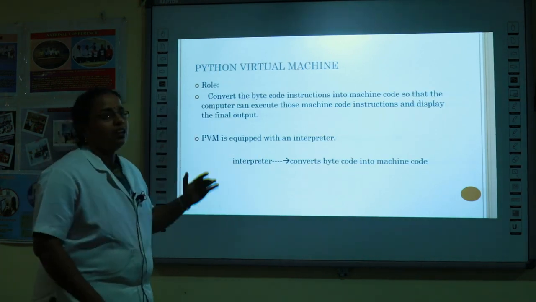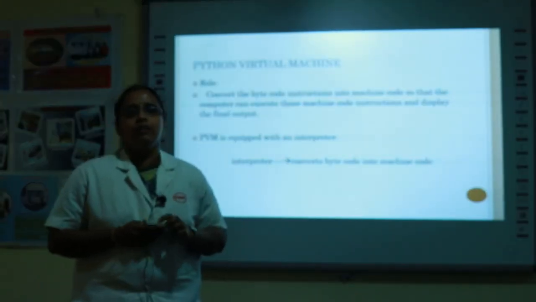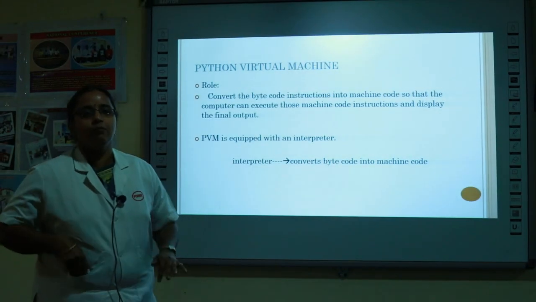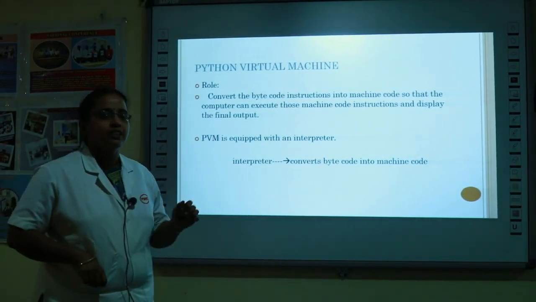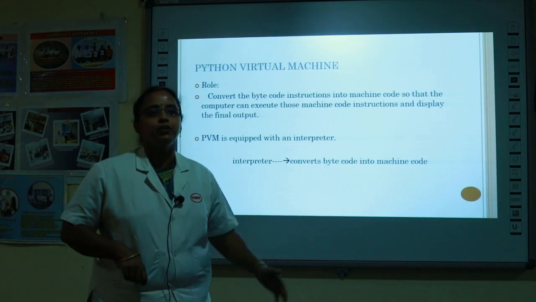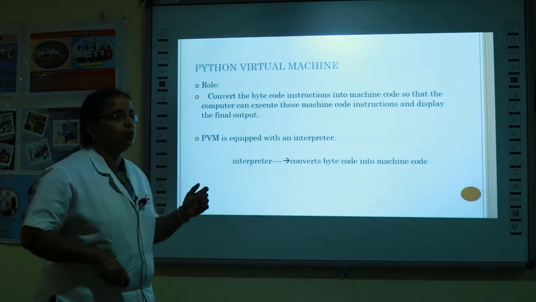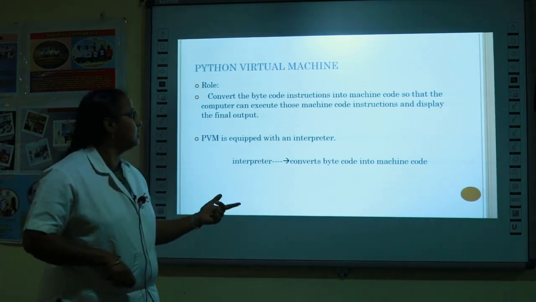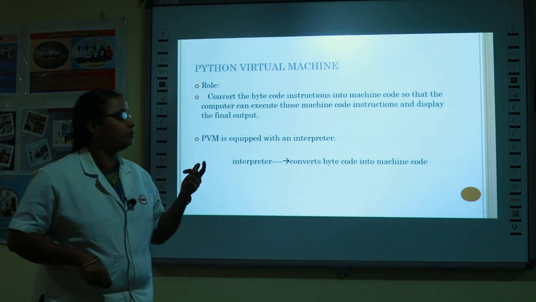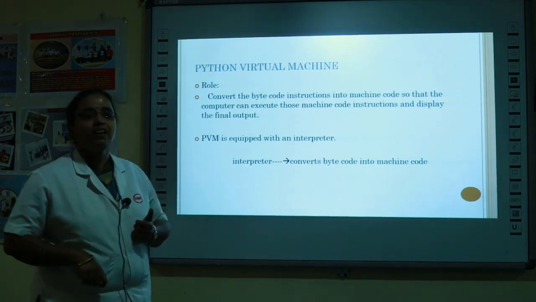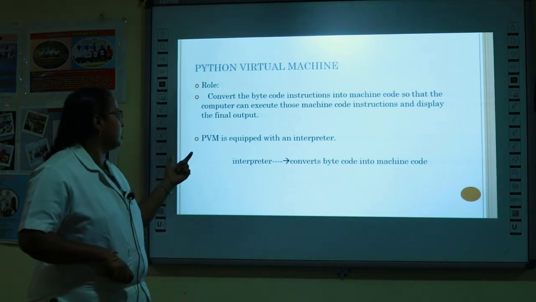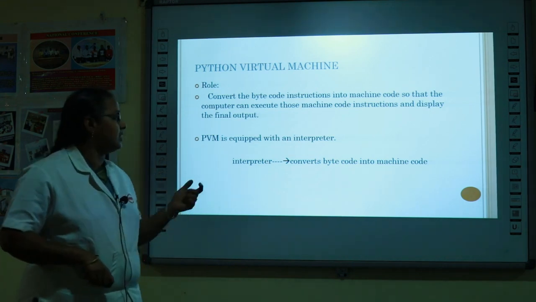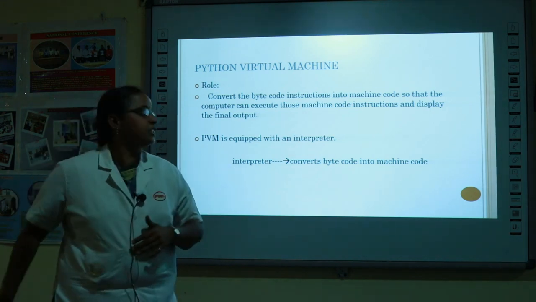The next thing is we have to know the role of the Python virtual machine. The main job of the Python virtual machine is conversion of your bytecode into machine code. This is the major role it has. It means converting the bytecode instructions into machine code so that the computer can execute those machine code instructions and display the final output. Your PVM is equipped with the interpreter. The interpreter converts bytecode into machine code.